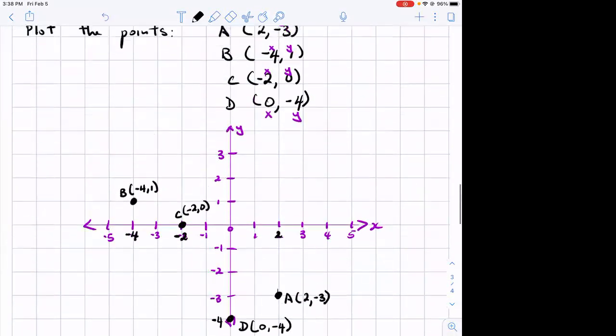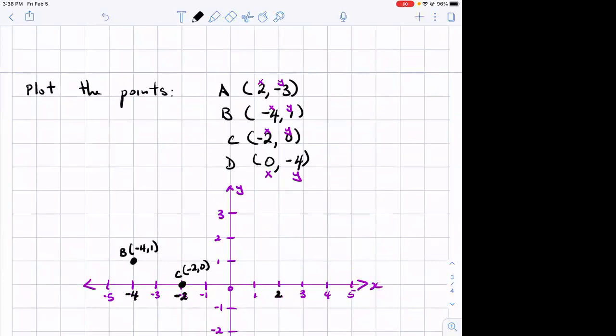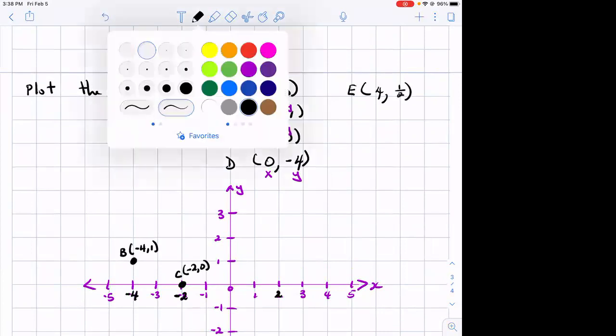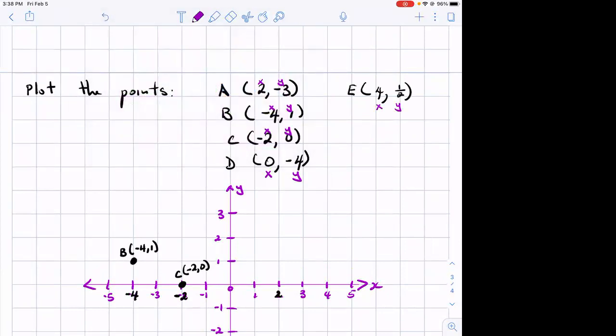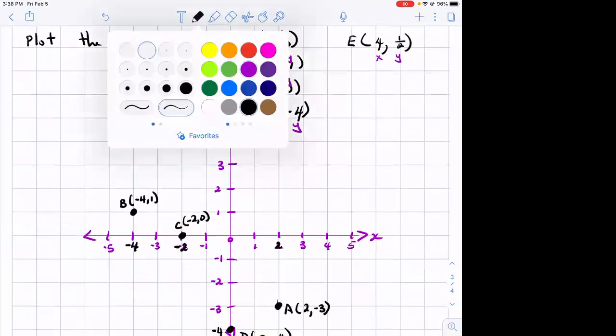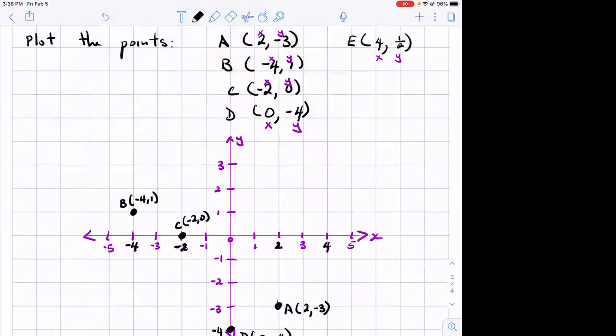Now, how about if I ask you to plot the point E, which is 4 comma 1/2. Okay. So the idea is the same. This is x and that's y. So you'll go and identify where x is 4, but y is 1/2. So that's somewhere over here, right? It's a guess because 1/2 is between 0 and 1 on the y-axis. So this is the point E, which is 4 comma 1/2.